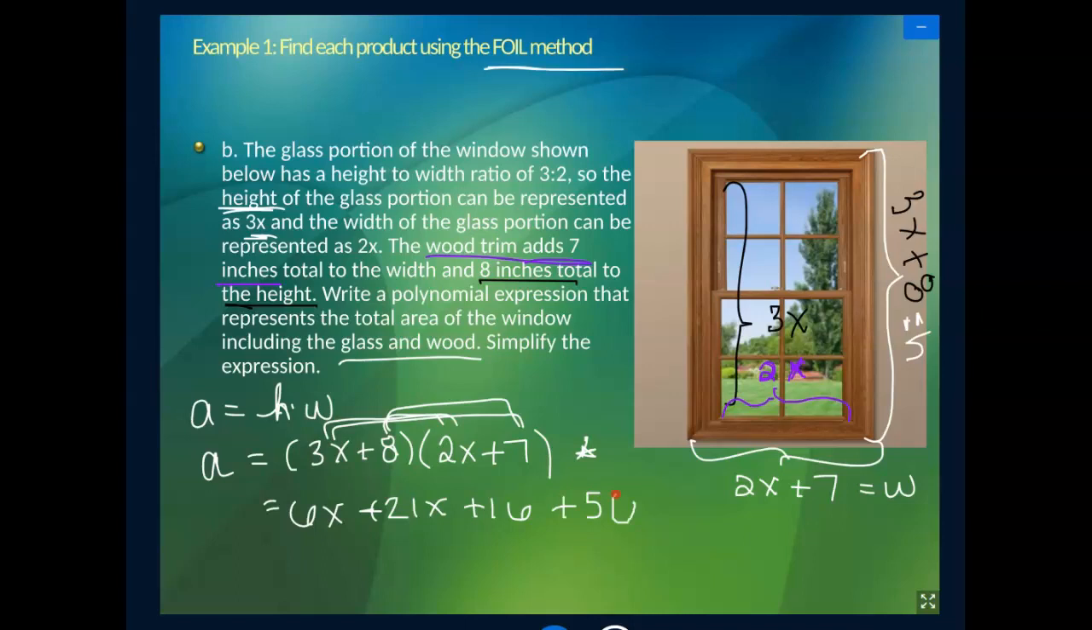Area is always in square inches. So in this case, the window frames were inches squared. Area squared, as Mrs. Key likes to tell you.